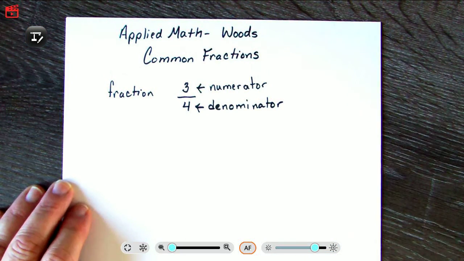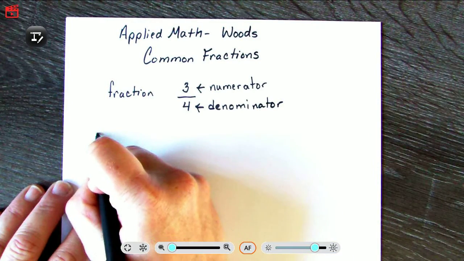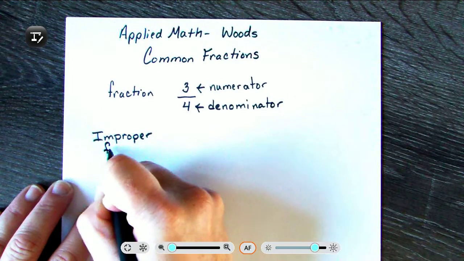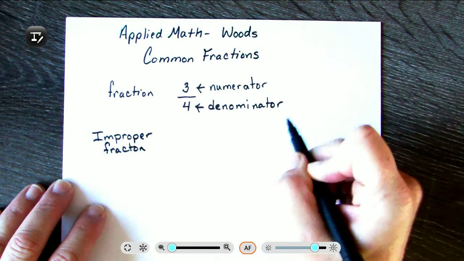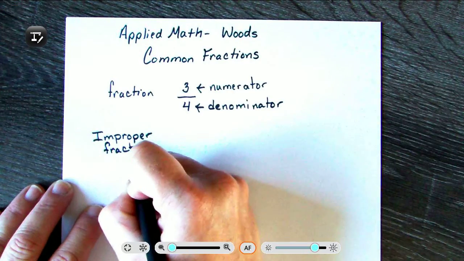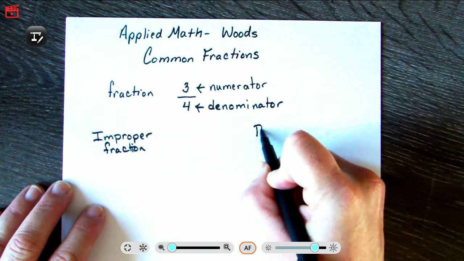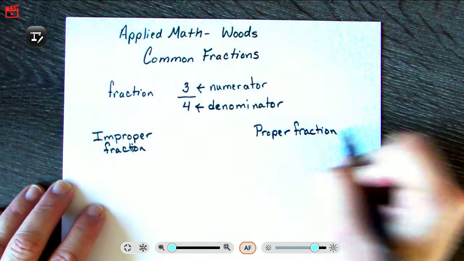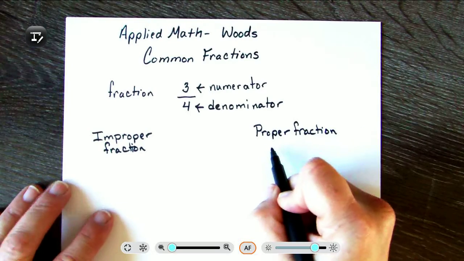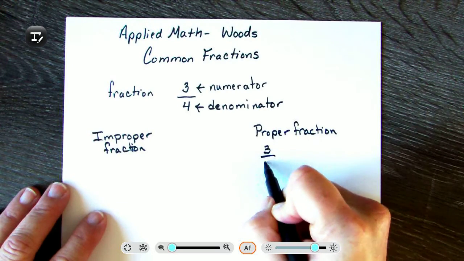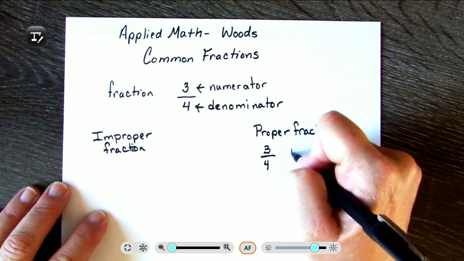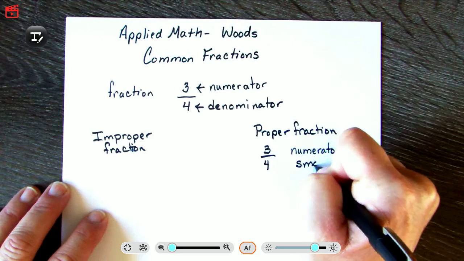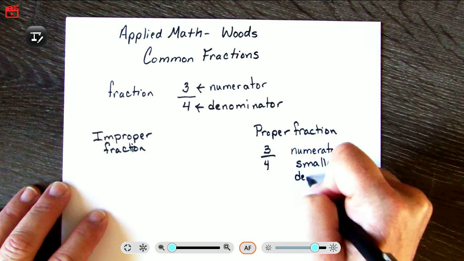There are 2 types of fractions that we talk about, and one is called an improper fraction. Oops, I forgot the I. Squeeze it in there. And a proper fraction. And the difference between the two is a proper fraction is when that numerator is smaller than the denominator. So the numerator is smaller than the denominator.